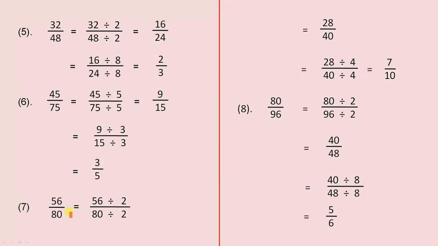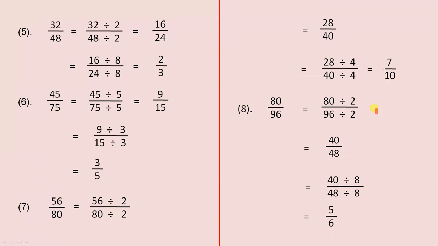Example 7, 56 over 80. They're both even numbers, so they're divisible by 2. And when you divide 56 by 2 and you divide 80 by 2, you get 28 over 40. It's quite easy to see that each of these numbers here is divisible by 4. 28 divided by 4 is 7. 40 divided by 4 is 10. So the answer is 7 over 10.